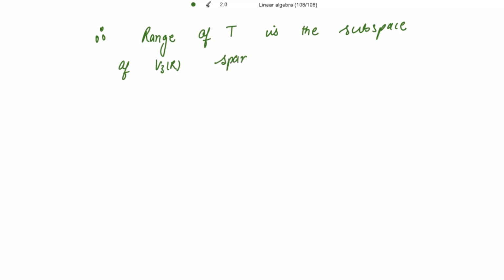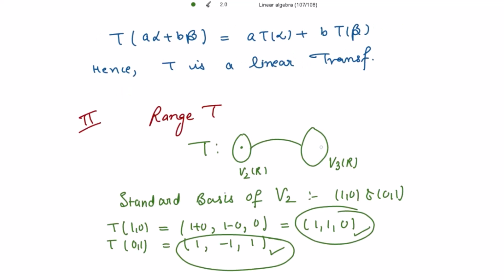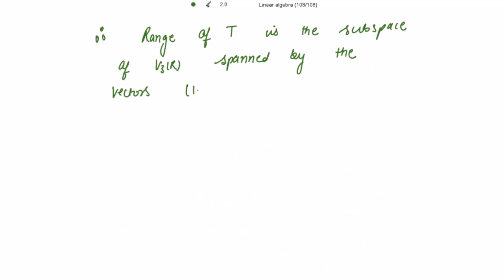So let's write this. Therefore, the range of T is the subspace of V3(R) spanned by the vectors, as these vectors belong to this V3(R), right? So these two vectors form a set that becomes the subspace of V3(R), right? (1, 1, 0) and (1, -1, 1).